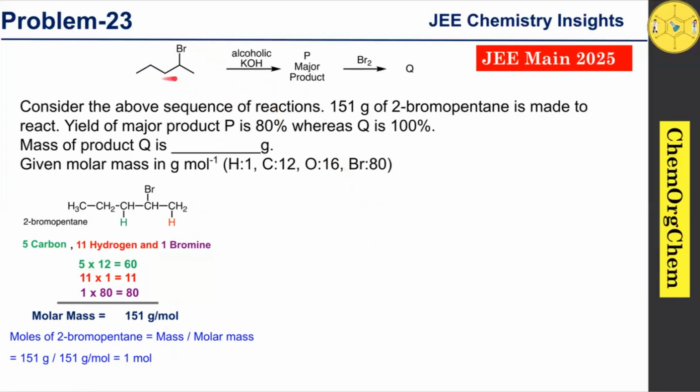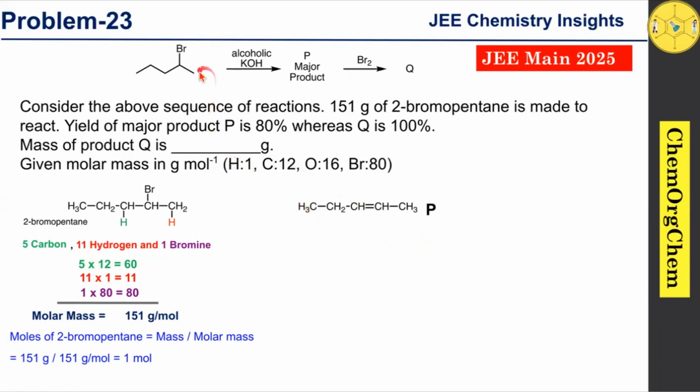Okay, so next we need to calculate how many moles of P are produced in this reaction. Since we need to calculate the moles of Q produced in this reaction, definitely we should know how many moles of P are produced in this reaction. So for that, you just write our structure of product B.